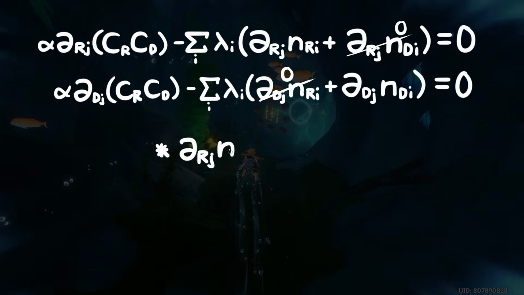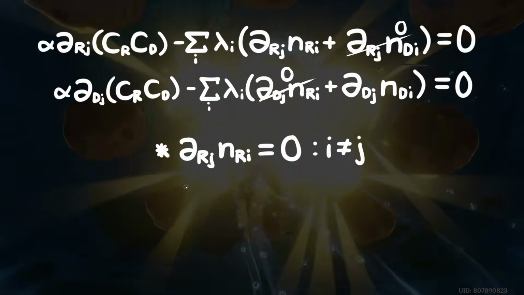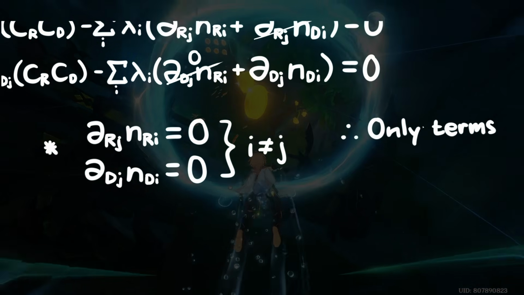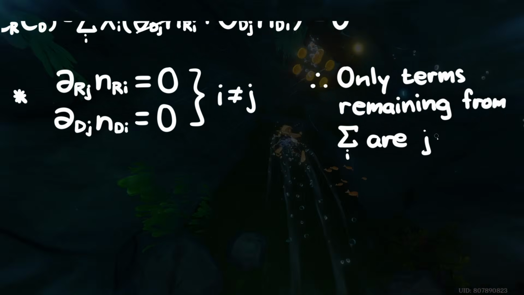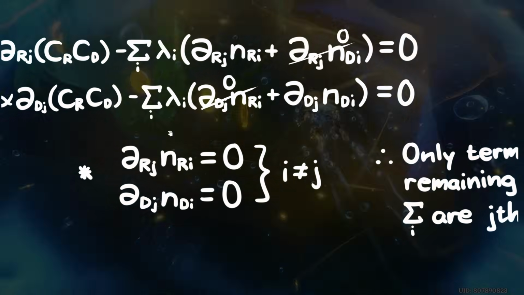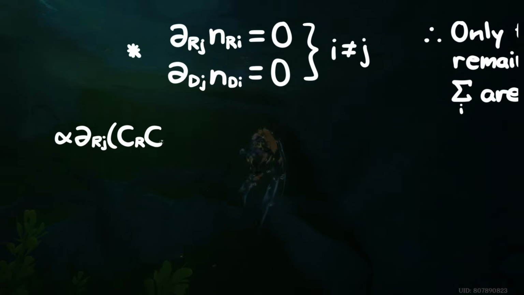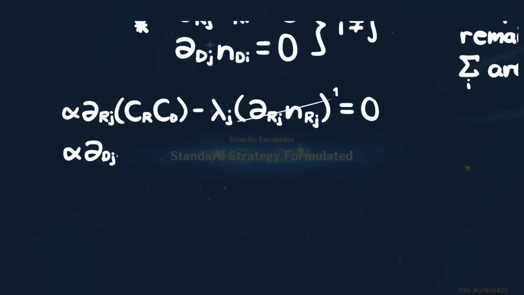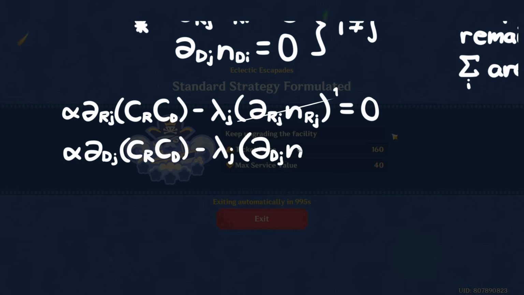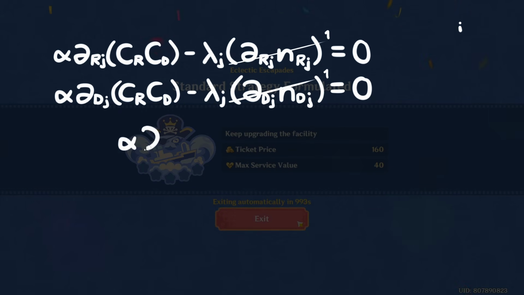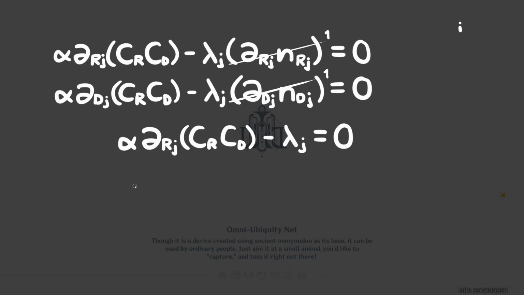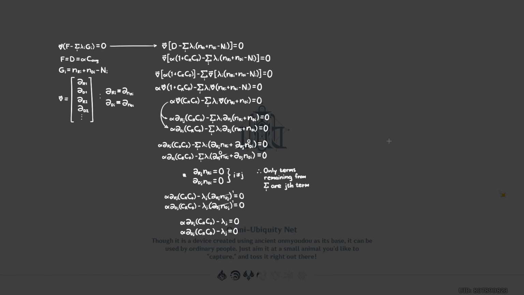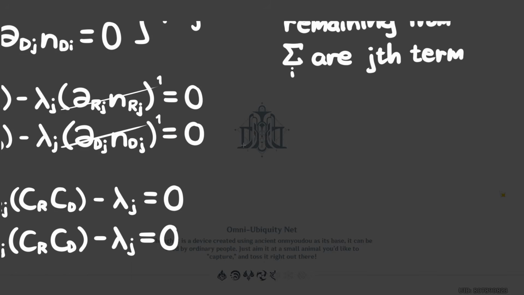Because of this, out of all the terms in this summation, the only ones that would remain are the case where the ith source is equal to the jth one. All other partial derivatives from other sources are just 0. Now for the first terms.